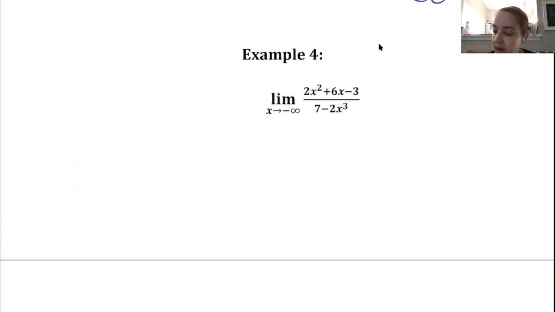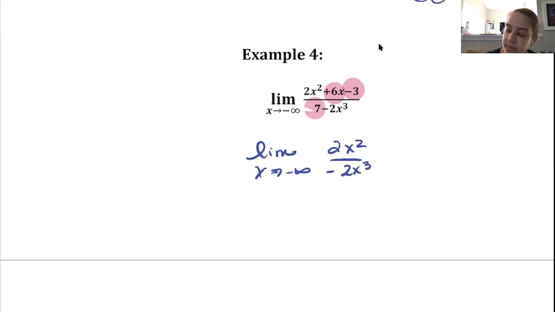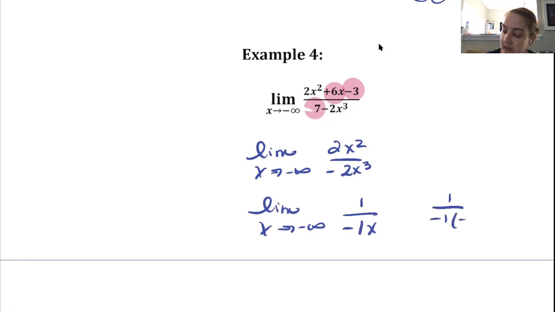Example 4. If we're substituting infinity in the numerator, 6x is insignificant, negative 3 is insignificant, and in the denominator 7 is insignificant. So this is essentially the limit as x approaches negative infinity of 2x squared over negative 2x cubed. If I simplify these algebraically, those x's cancel out. And the 2's cancel out actually. So I've got a 1 over negative 1x. If I place infinity in place of x, I've got negative 1, no, excuse me, positive 1, over negative infinity.